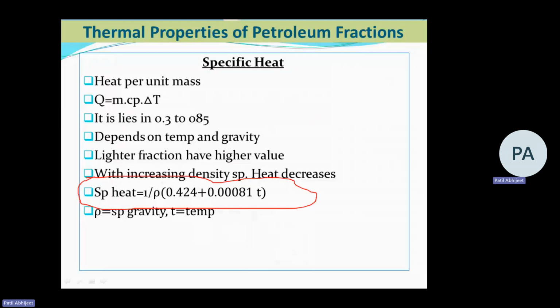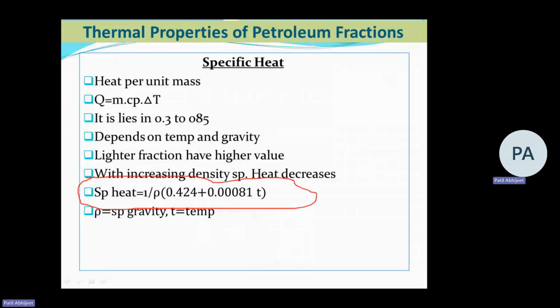0.00081 into T. So this is the simplest formula for that one. We have the numericals that we need to solve on that particular course. So that is based on this formula. Specifically, my suggestion is that you should note down this formula and learn it by heart, because these are needed to solve the numericals. Here rho is nothing but the specific gravity and T is the temperature in degrees Celsius.